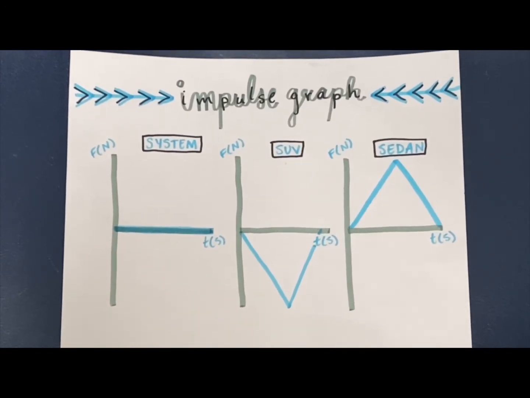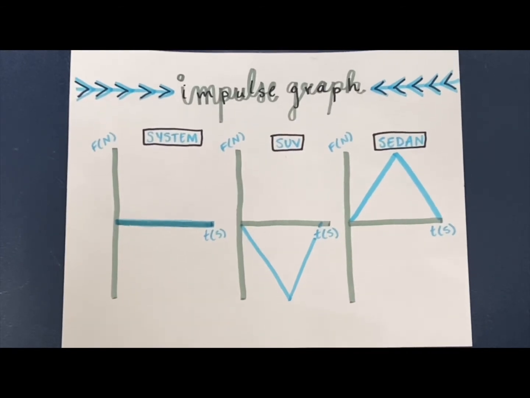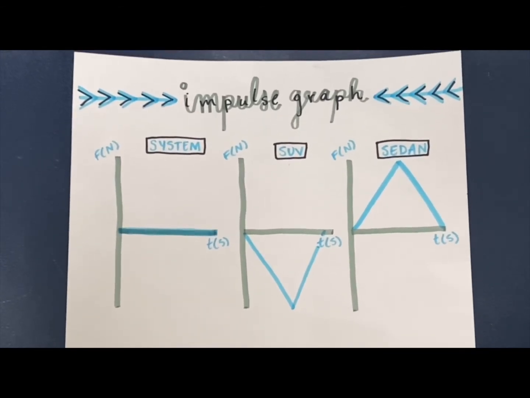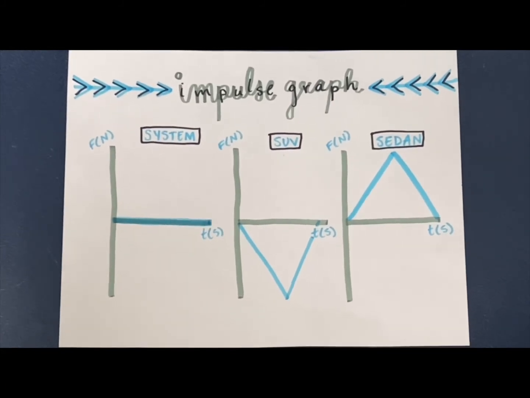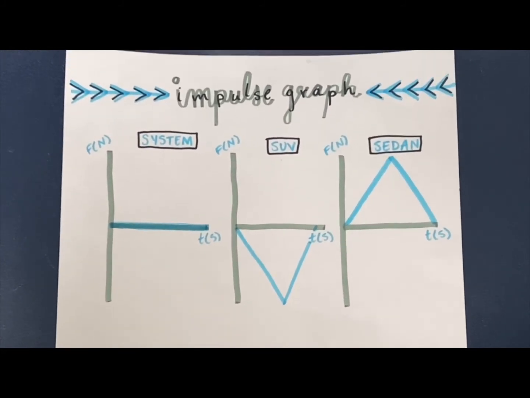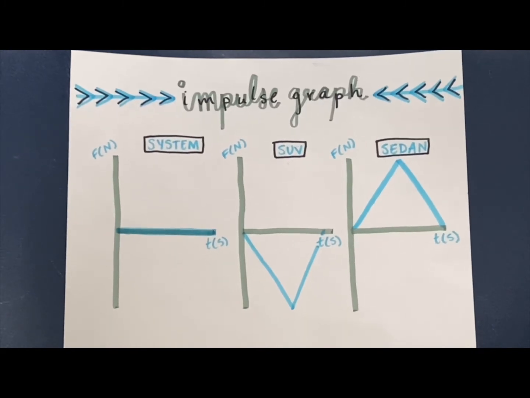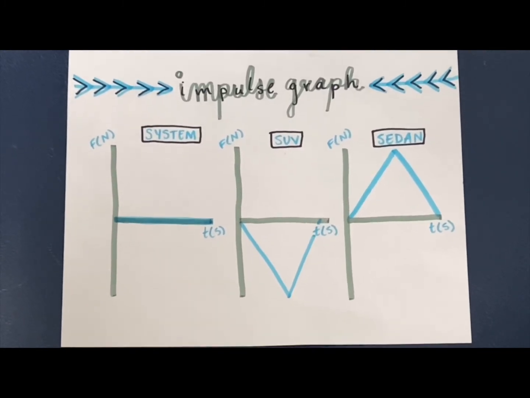For the sedan, there is an increase in momentum because it starts at 0, but at the end it has a positive momentum, therefore it has a positive area. So when you add the areas of the SUV and the sedan together, it creates 0, which is the total overall system.